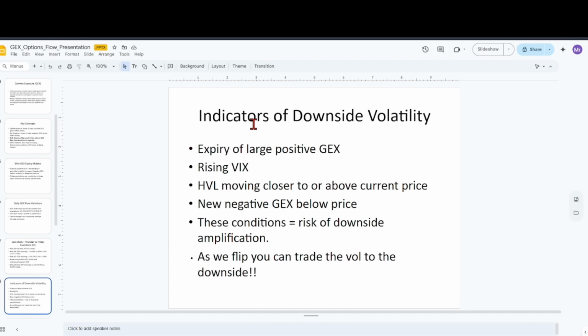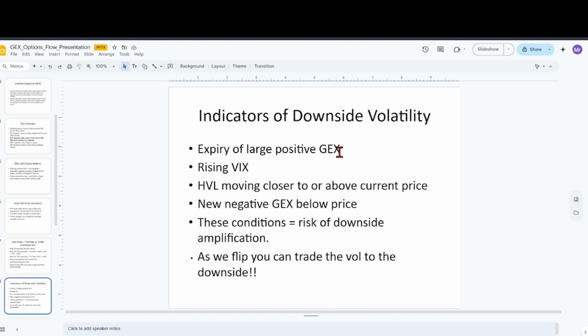Now, what is then going to be the indicators of downside volatility? We've covered this in the past on the channel for different videos. Some people are not even using the VIX or don't even know what the VIX is, which is wild in 2025. Really, the downside volatility is not going to happen until a lot of the positive gamma expires or it's at least done and dusted.